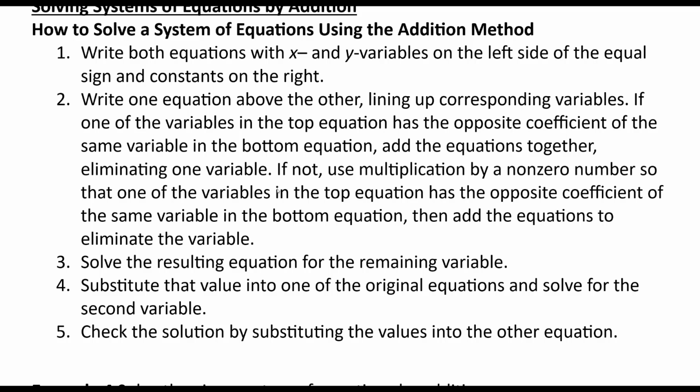If one of the variables in the top equation has the opposite coefficient of the same variable in the bottom equation, add the equations together, eliminating one variable. If not, use multiplication by a non-zero number so that one of the variables in the top equation has the opposite coefficient of the same variable in the bottom equation. Then add the equations to eliminate the variable.